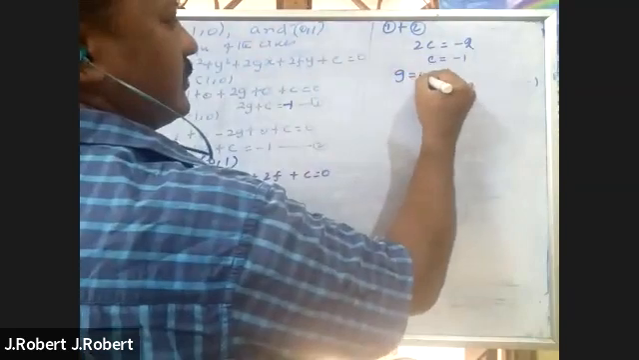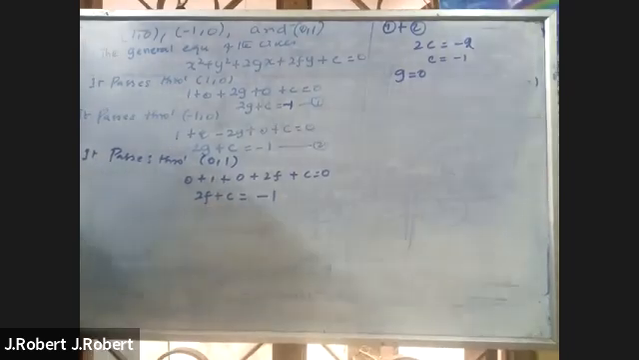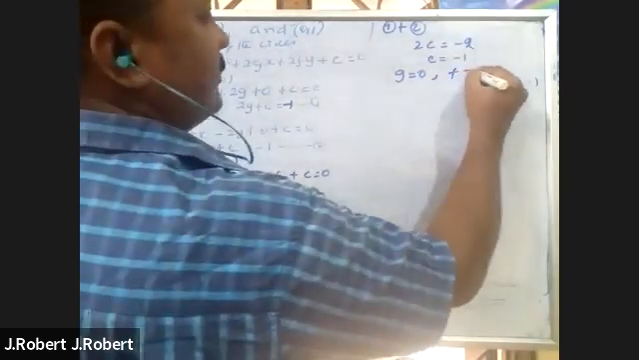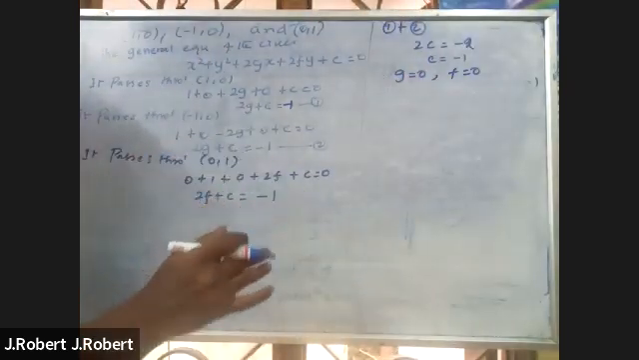G is equals to 0. When I put c is equals to minus 1 here, இல்லையா? F வந்து 0 ஆயிடும். கரெக்டா? Then F is also 0. அப்ப என்ன அர்த்தம்னா C equal to -1, G equal to 0, F is equal to 0.